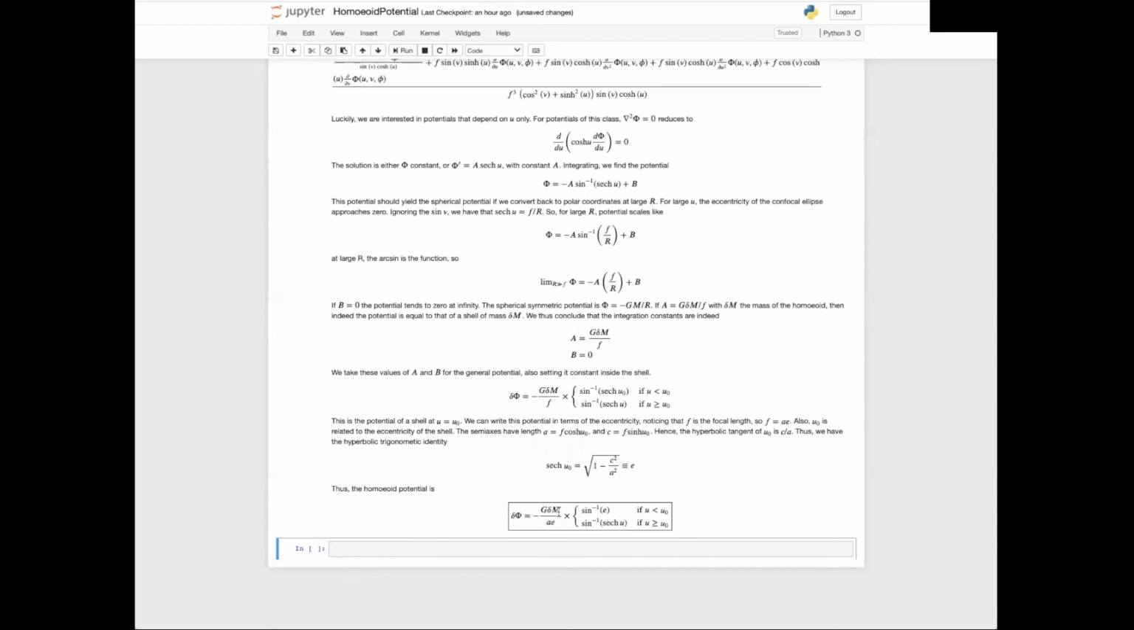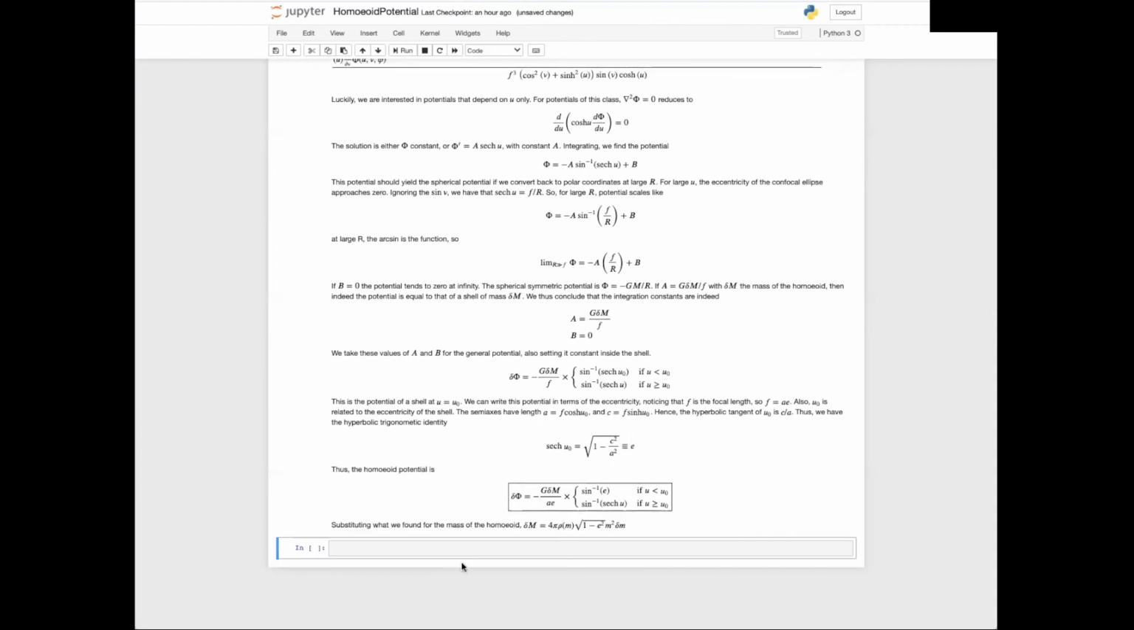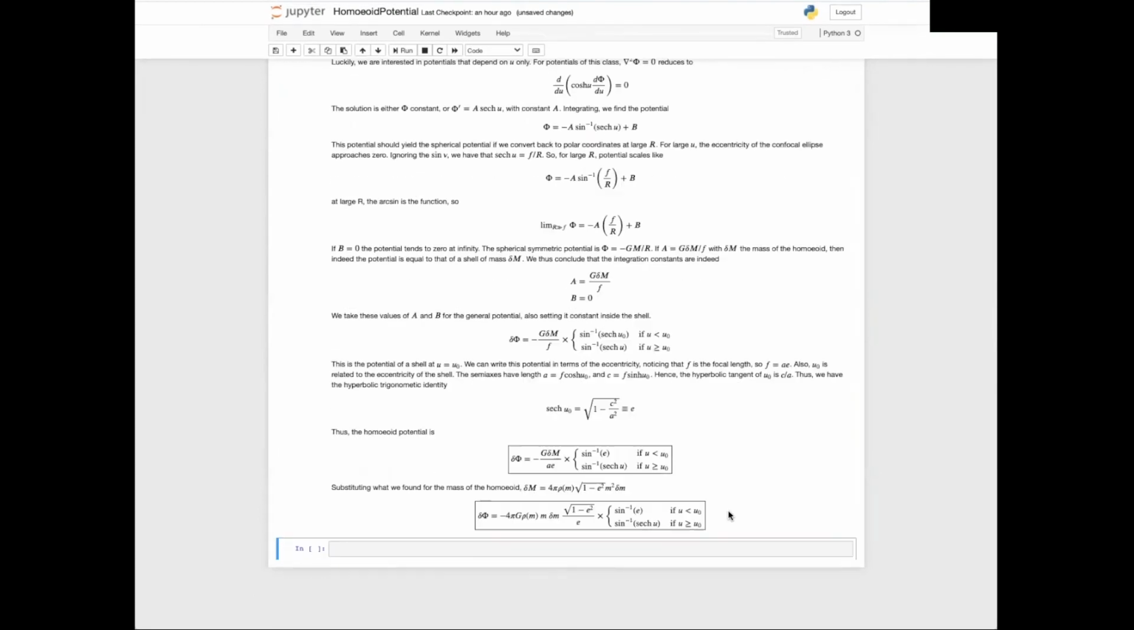Inside, you have only G times the mass over a, and outside of the homoeoid, you have a dependency on u. But we already found the mass of the homoeoid. With the substitution, then, we have this expression for the potential of the homoeoid.